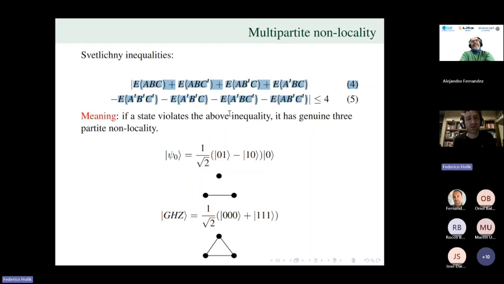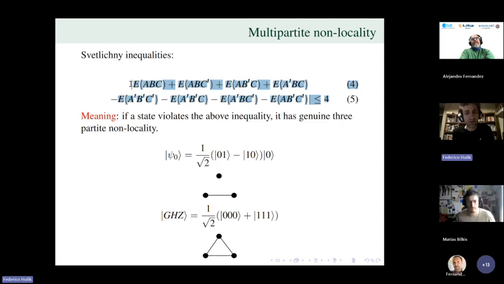And so what is important is that if you prepare the system in a state that violates the above inequality, then it has genuine tripartite non-locality, okay? You are distinguishing between these two situations. For example, consider this state. It is the singlet state between particles 1 and 2. They are prepared in a singlet state. But the third one is completely uncorrelated. So you want to discard a situation like this. Differently, the GHZ state displays genuine multipartite non-locality. Okay, so you have this situation. So GHZ violates this inequality, but this one will not violate.